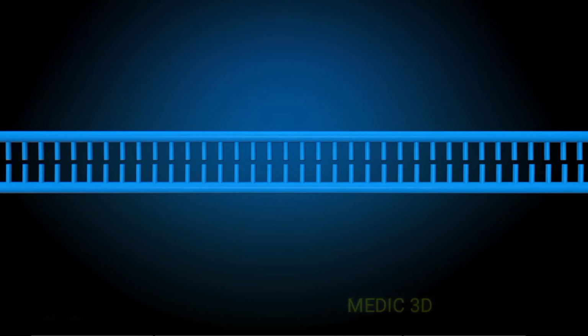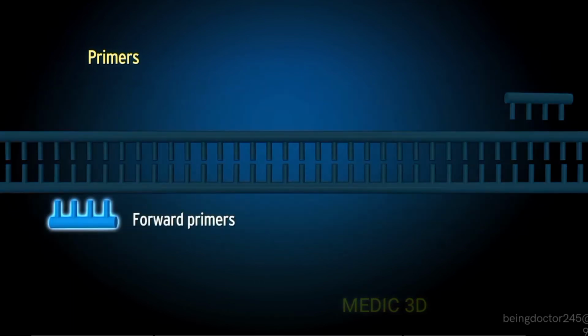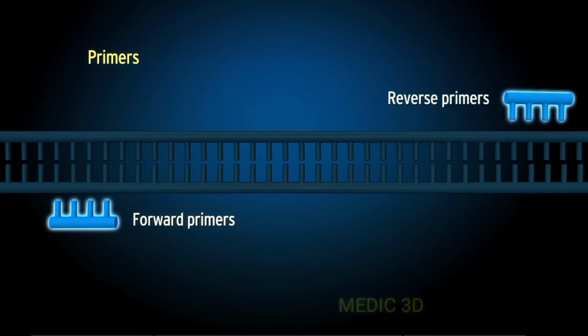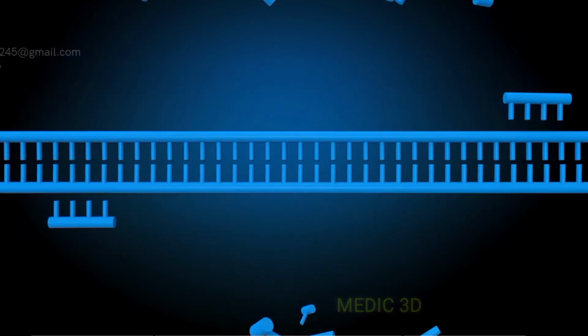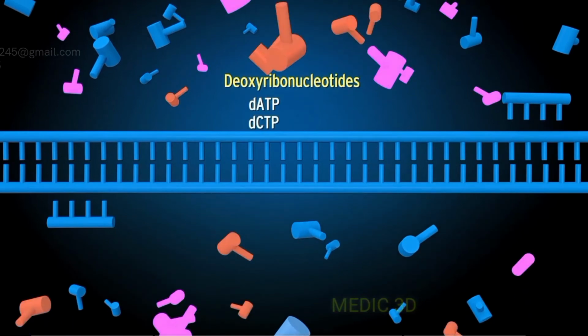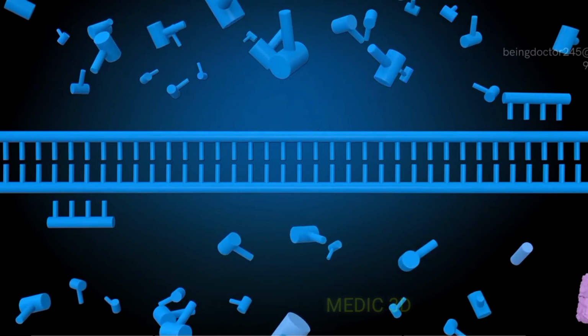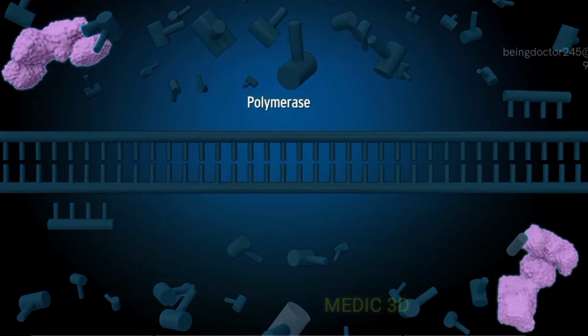We then add primers of length 17 to 30 nucleotides. The forward primers are complementary to the beginning of the template and the reverse primers are complementary to the end. The deoxyribonucleotides dATP, dCTP, dGTP and dTTP make up the nucleotide pool. A polymerase enzyme is employed to extend the strands.